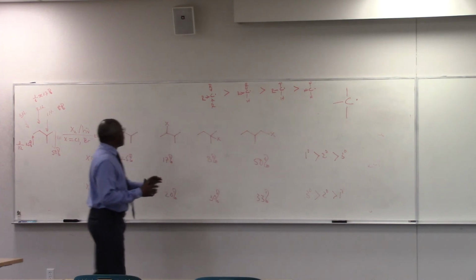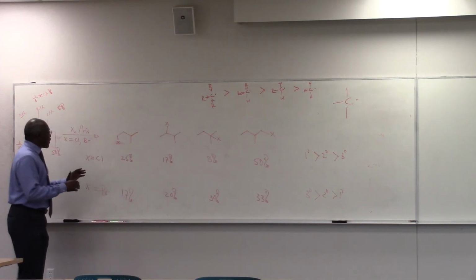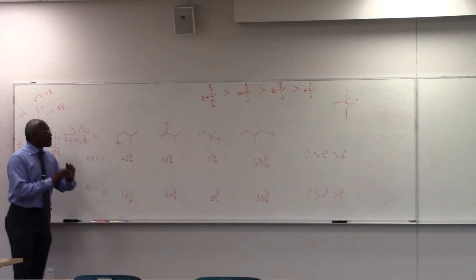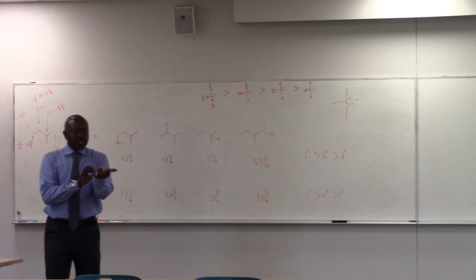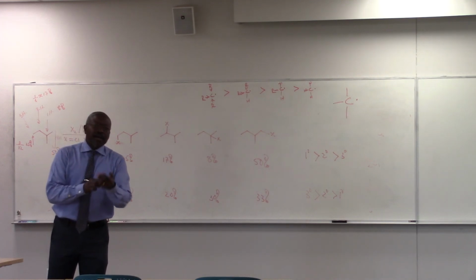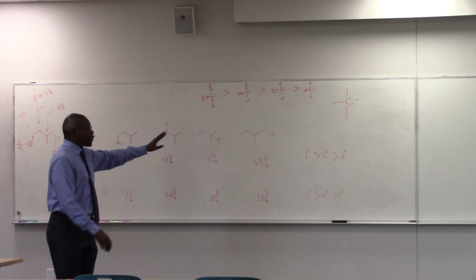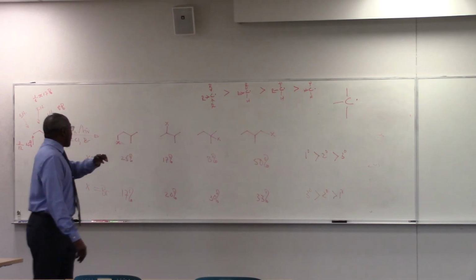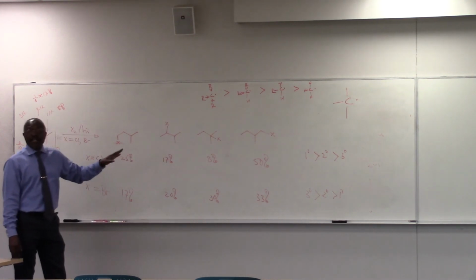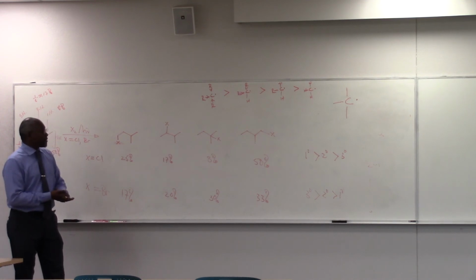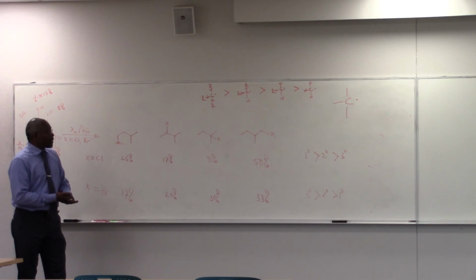So again, the different halogens, chlorine and bromine, target different sites in the molecule. If my intent is to functionalize the primary site, then I will go after chlorine. If my intent is to functionalize a tertiary site, I would use bromine as my reagent. Okay.